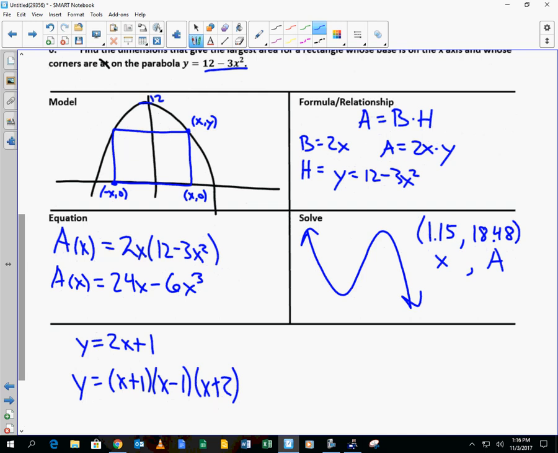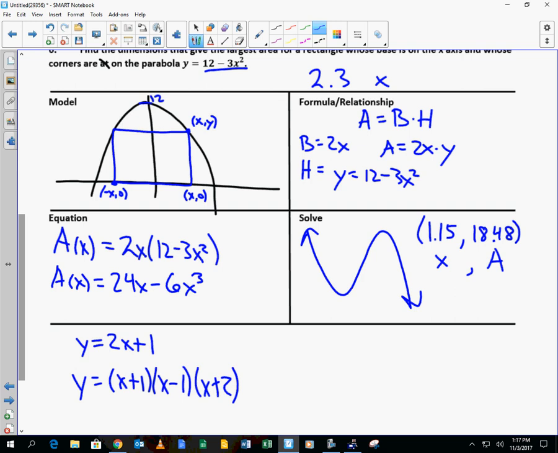So if we want to know the base, is the base 1.15? It's 1.15 times 2. Okay? It says the base is twice the x value. We found the x value. We want to go twice the x value, so we get 2.3. Now that I have 2.3, and that's the base, how do I do the height?